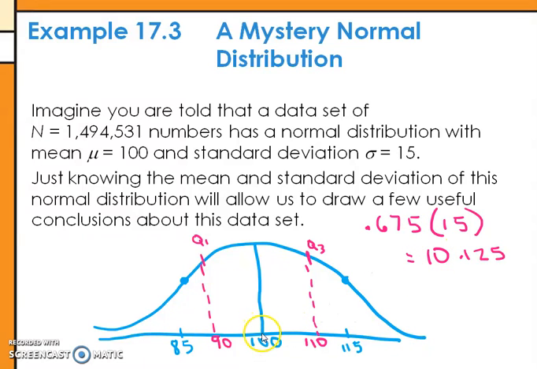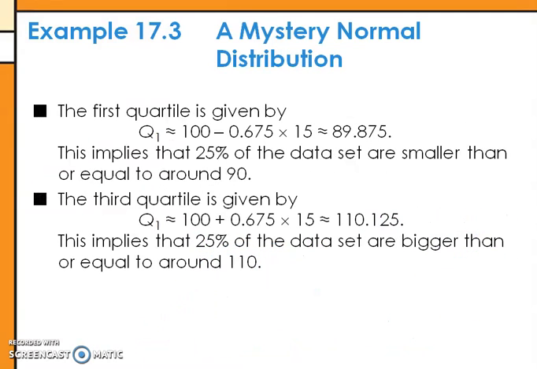see when you write it on here that 0.675 of a standard deviation is 10. So you go plus 10, and on the other side you go minus 10. And so here's the same thing, just not rounded so much, about 90 and about 110.